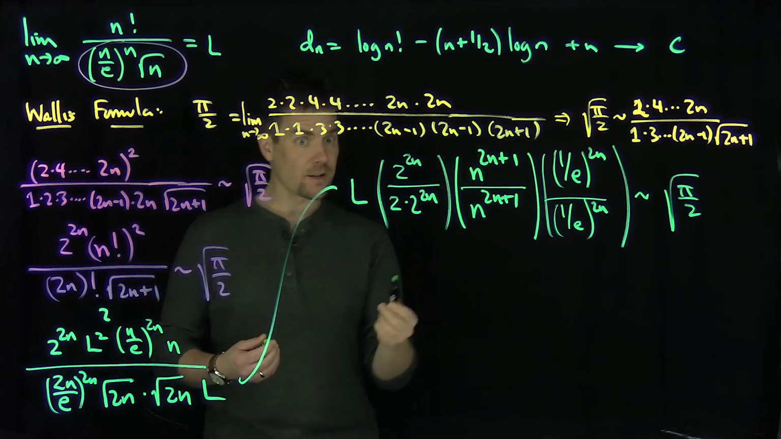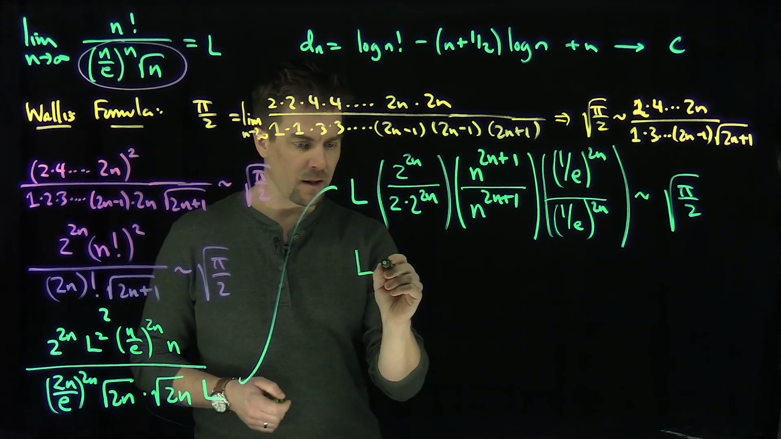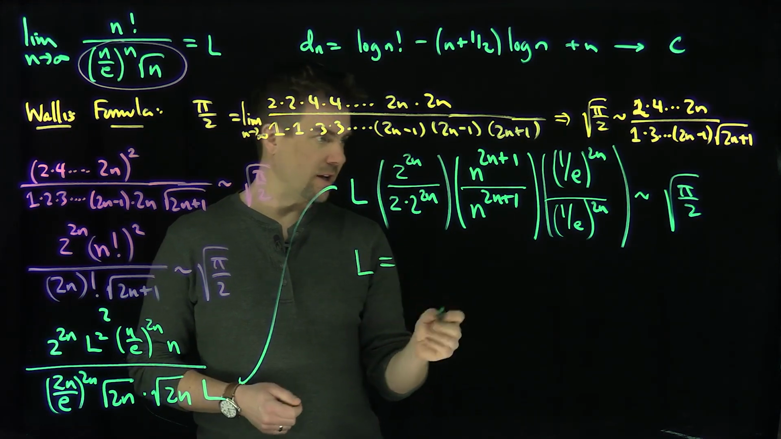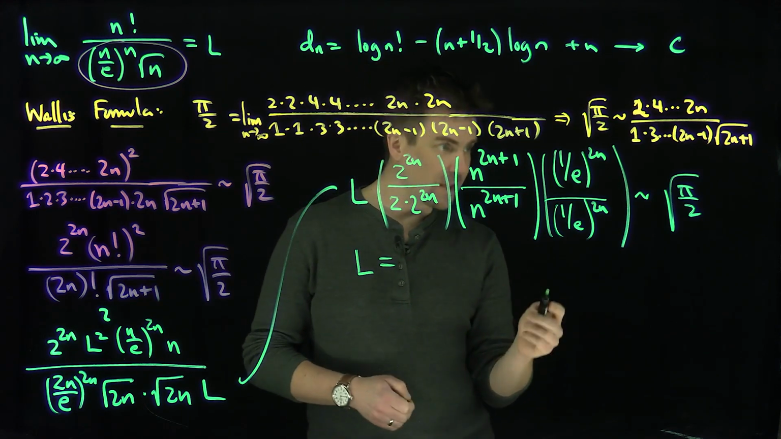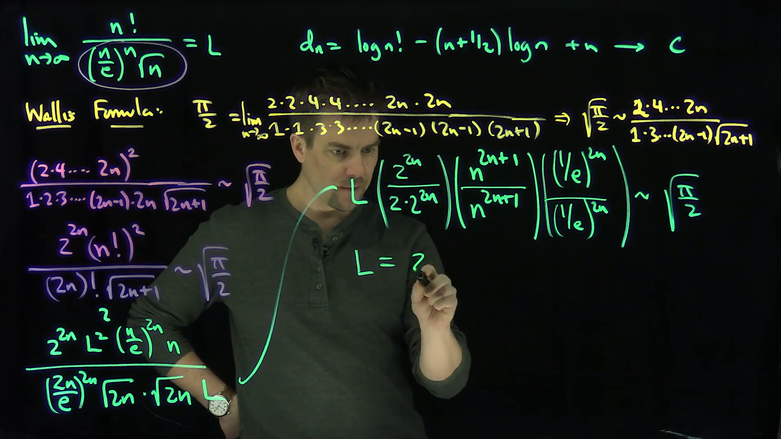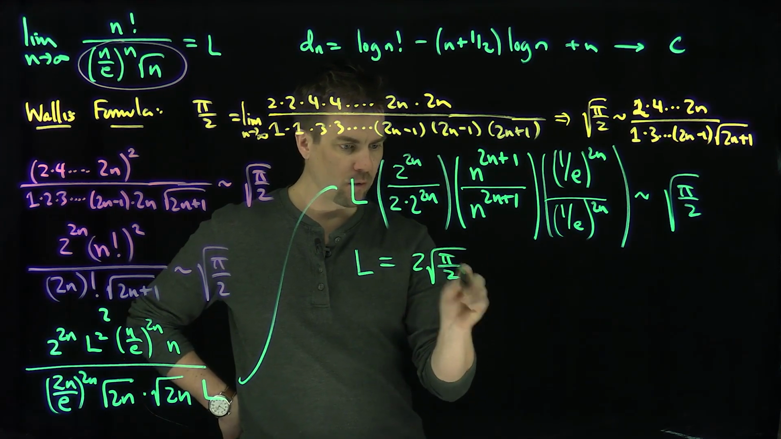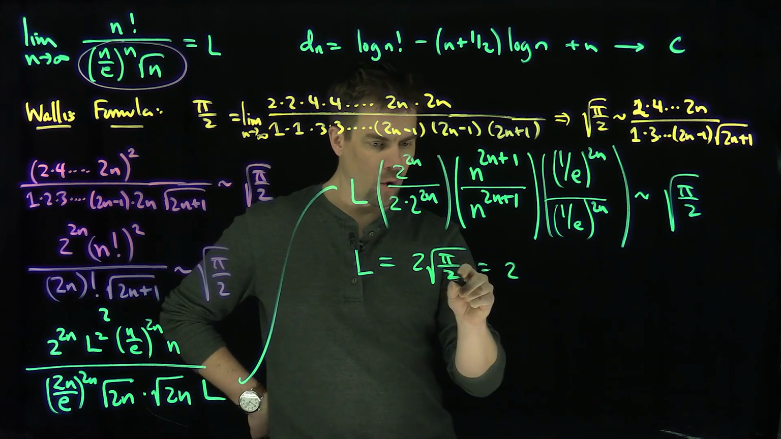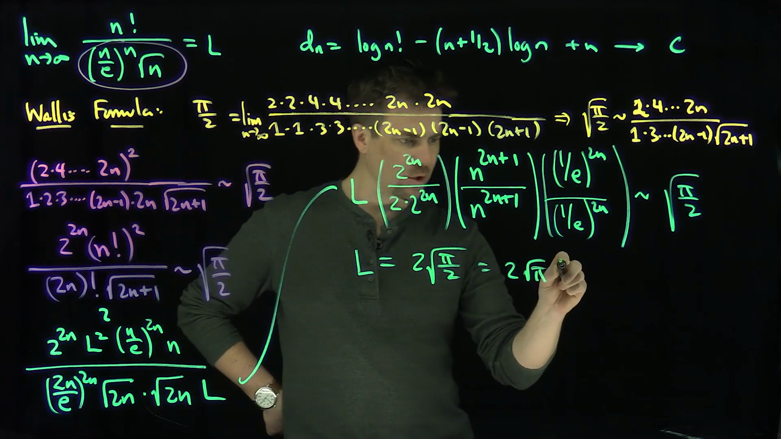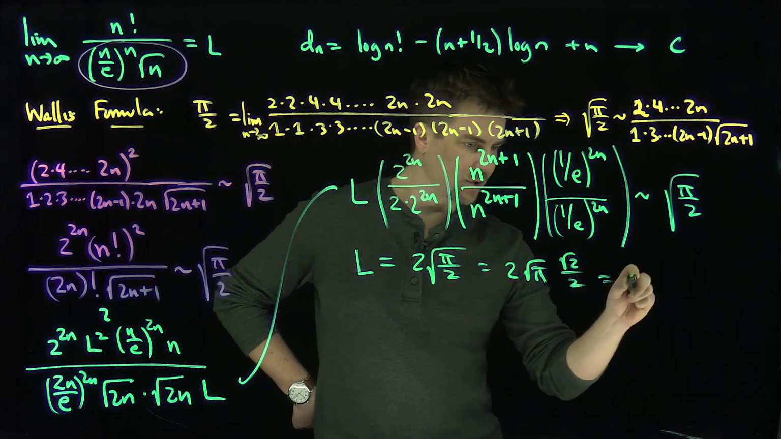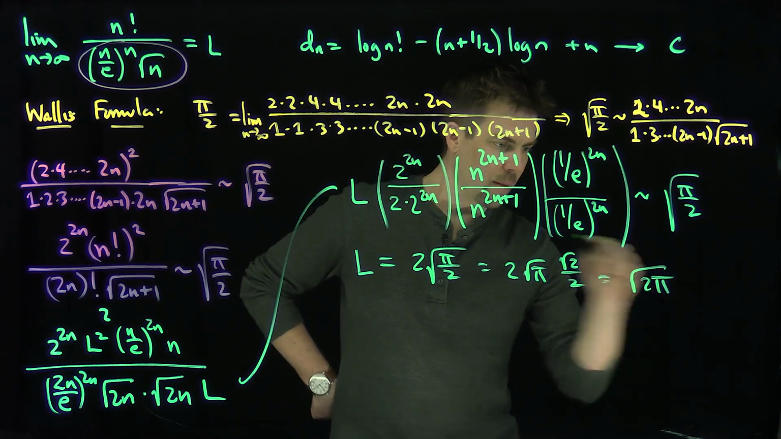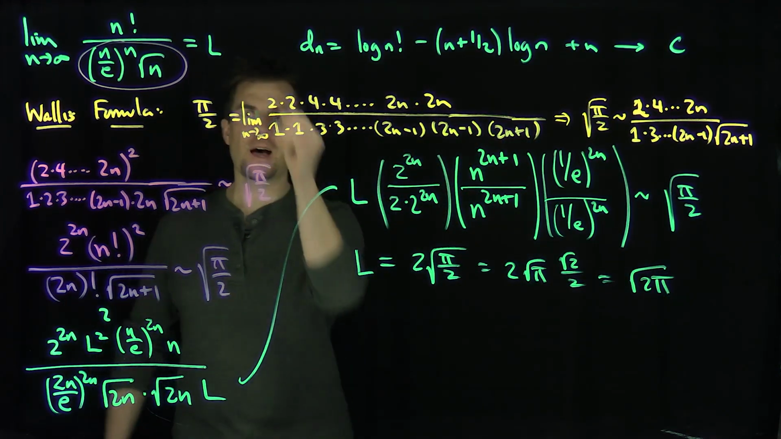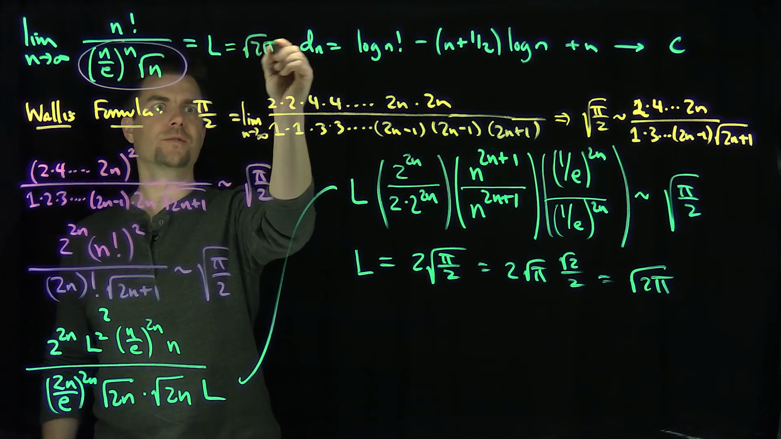Good. So what's our limit? As n goes to infinity, that tells me that L, as n tends to infinity, has to be equal to what? 2 times the square root of pi over 2, which of course is 2 root pi, and then 1 over root 2 is just root 2 over 2. So this is just going to be a root 2 pi. And so I just conclude over here that L is root 2 pi by the Wallis formula.